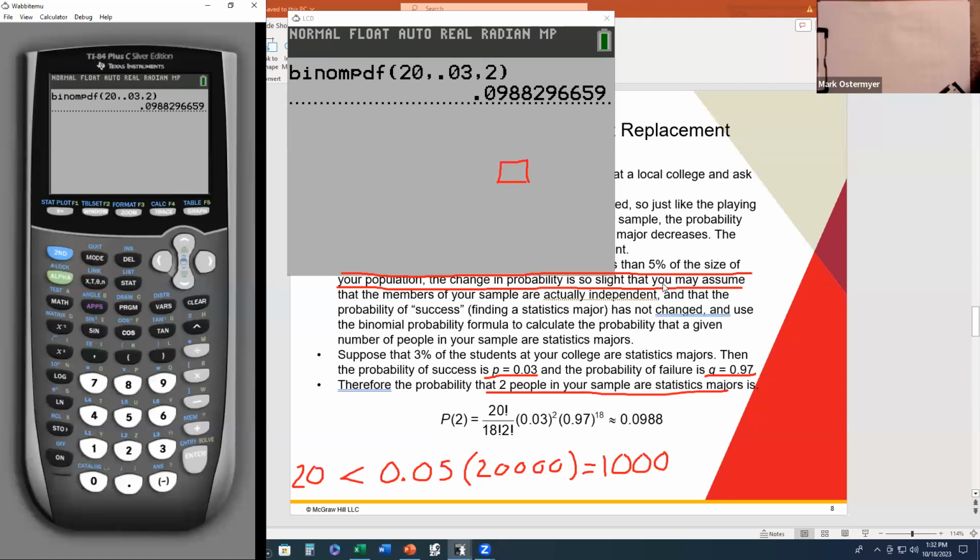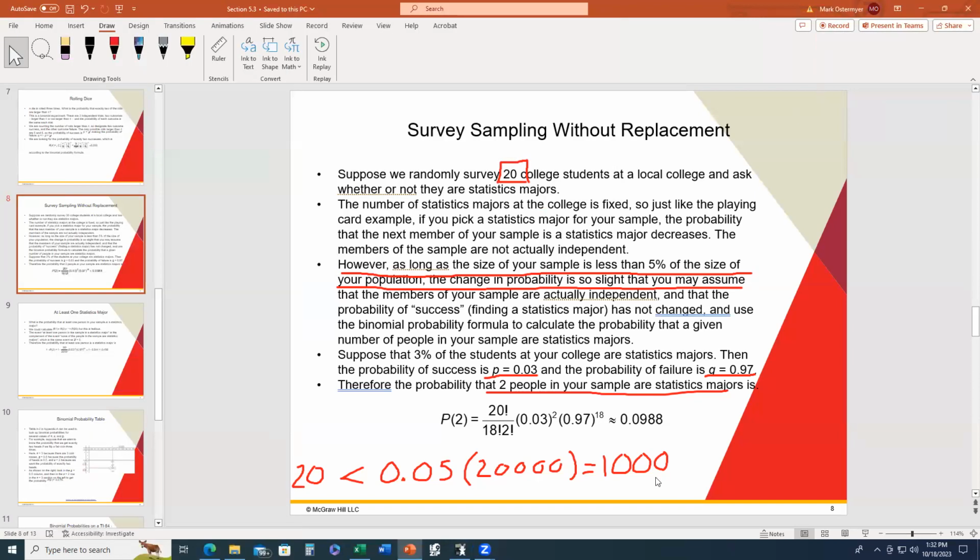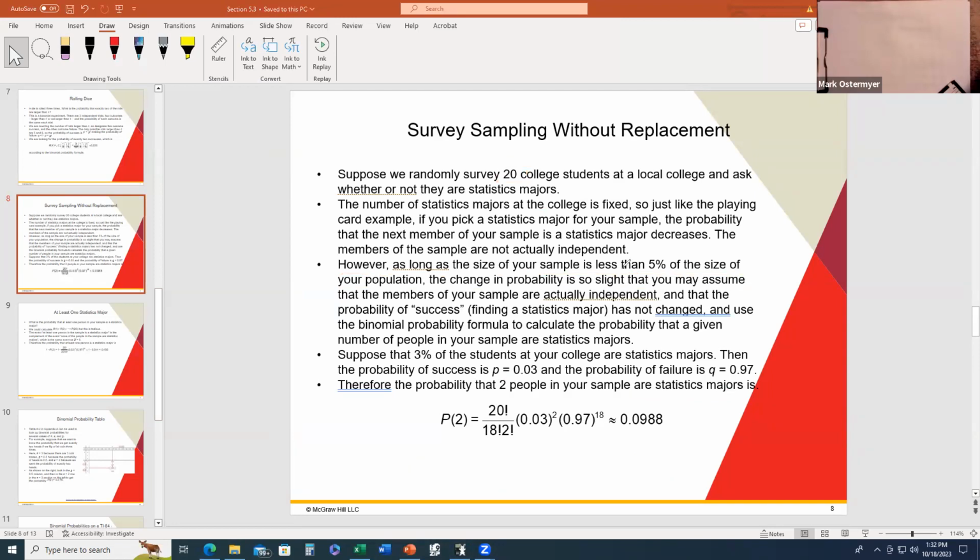Are we computing these probabilities okay on our calculator with the binomial PDF? Are we understanding how this is working here? Yep. Okay, so I'm assuming that we're all good, unless you speak up. All right, let's move on here.